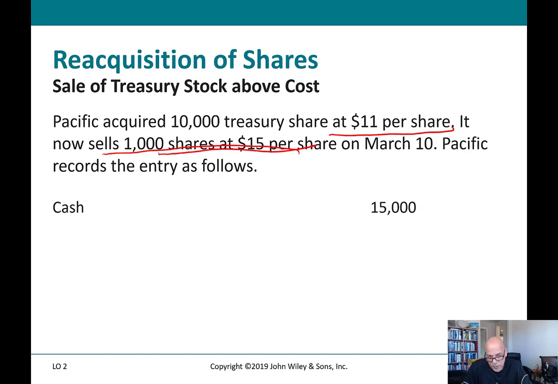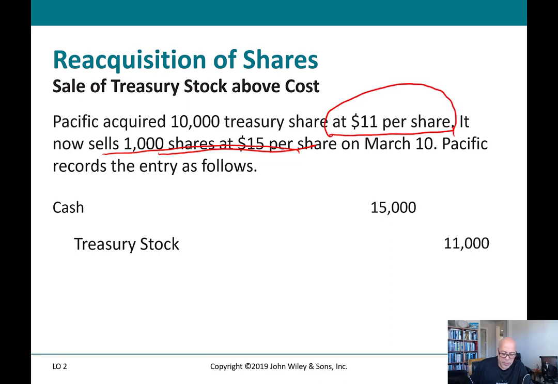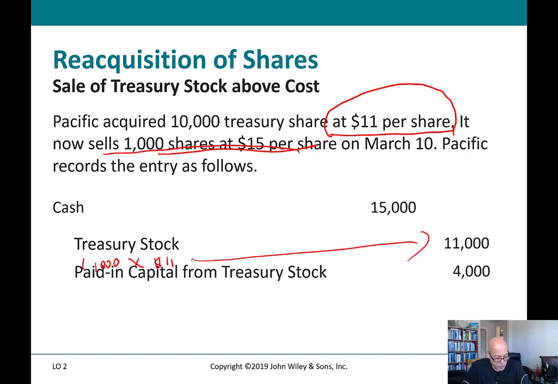So what do we do? Obviously, we're going to get 15,000 cash. 1,000 times 15 is 15,000. We have to bring back out the treasury stock now, and we bring it out at that original cost. It was $11 per share, 1,000 times 11 is 11,000. And the difference goes to that account that I talked about, paid in capital from treasury stock, that's that $4,000.